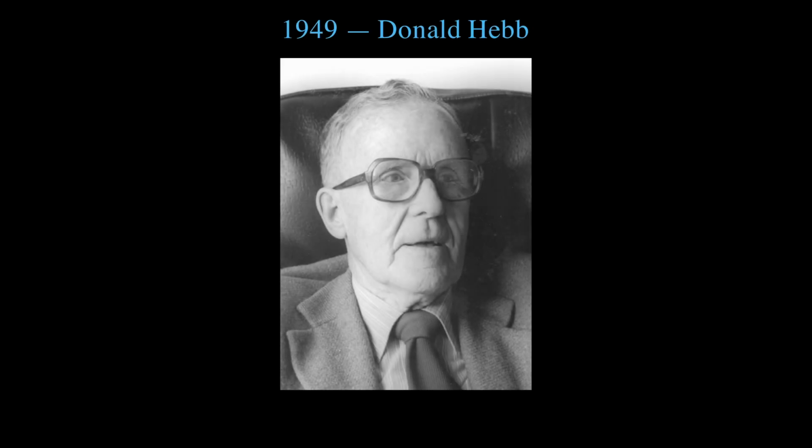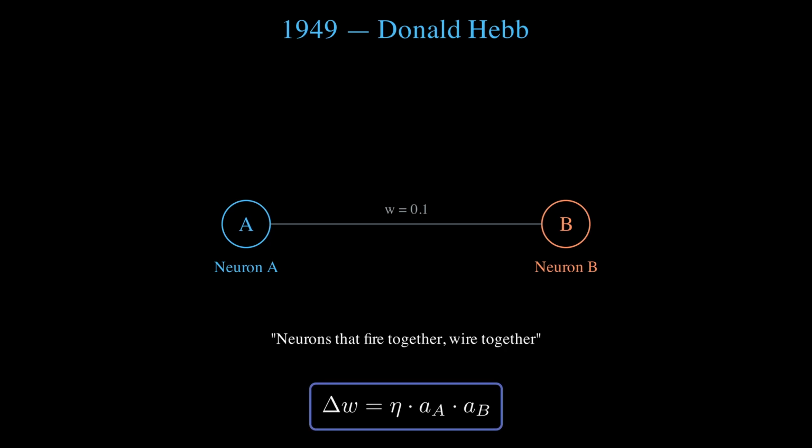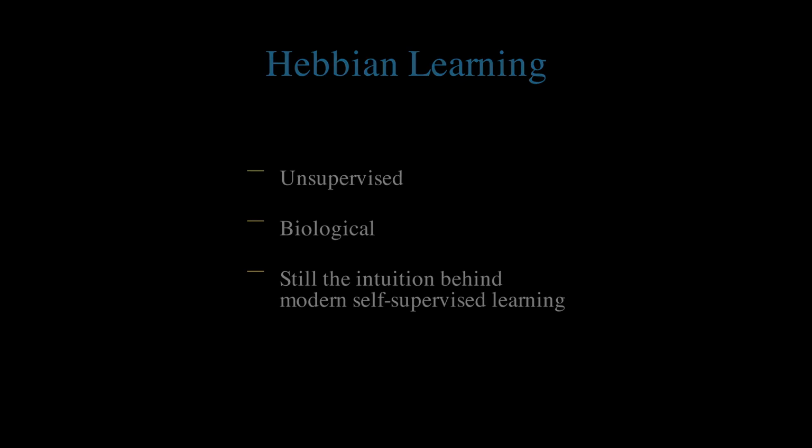6 years later, now in 1949, psychologist Donald Hebb published a theory with no computer behind it, just an observation. Neurons that fire together wire together. In formal terms, delta W equals eta times x times y. The weight between two neurons increases proportionally to both their activations. Hebbian learning. Unsupervised, biological, and still the intuition behind modern self-supervised learning.